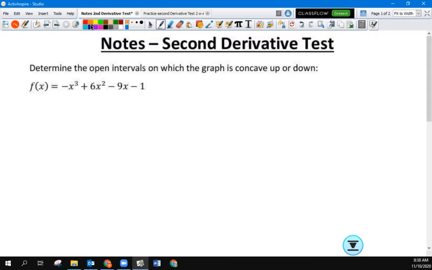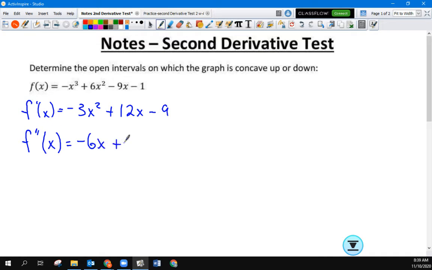So since we're doing a second derivative test, since we're testing the second derivative, the first thing we need to do is find our second derivative. So we start by finding our first derivative. So we get negative 3x squared plus 12x minus 9. That's our first derivative. Then we scoot right through that to our second derivative, and we get negative 6x plus 12. So that is our second derivative. So now that we have that, we're going to do our second derivative test.